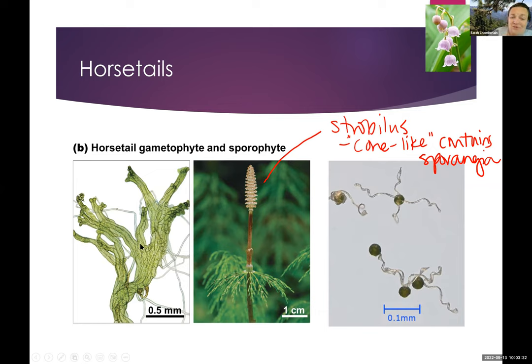And so this is what the gametophyte looks like. It doesn't look like a heart. It looks like a sad thing. And then this is the sporophyte. And then there's the strobilus with the sporangia, which make the spores. And there's the spores. And look, those are fun little corkscrew thingamajigs. What do you think the benefit of those is?